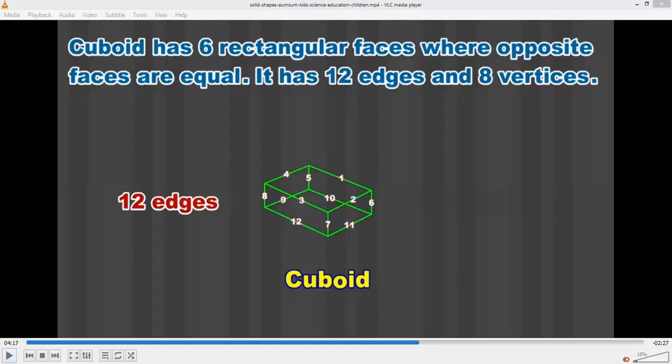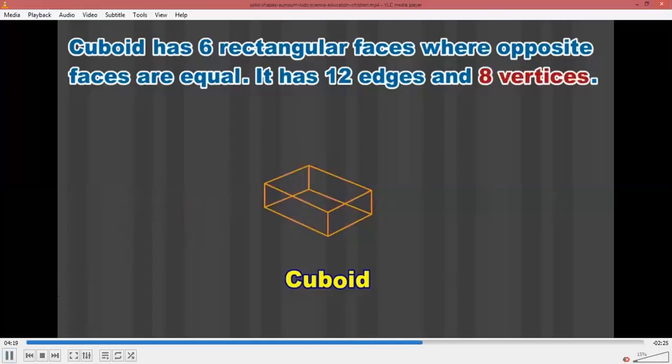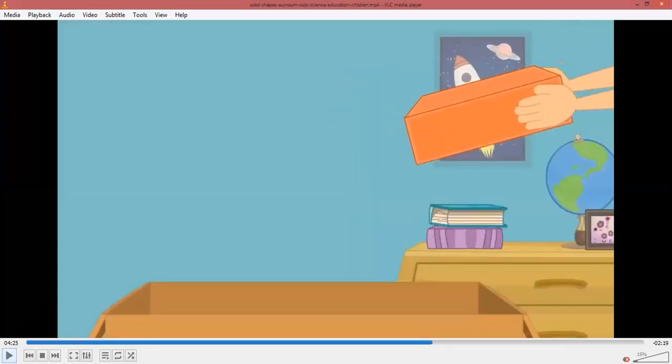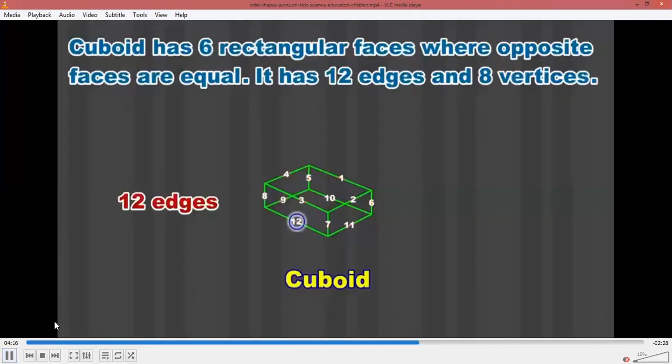You can also see the vertices. There are 8 vertices. It's 8. Like a cube, it is also having 8 vertices. It's 8.